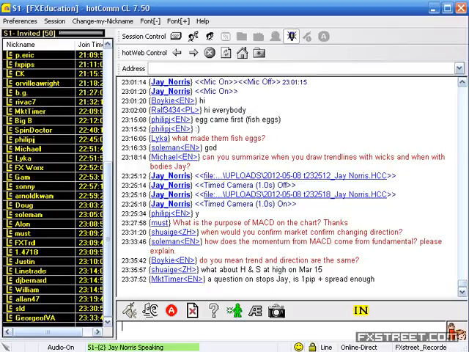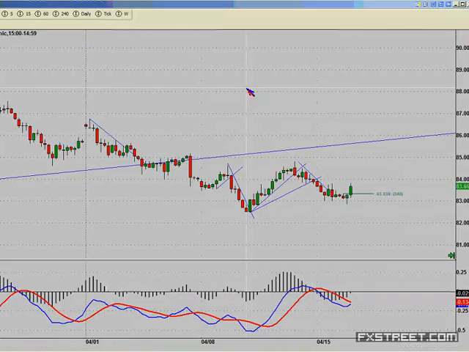A question on stops: is 1 pip plus spread enough on a stop market timer? Oh, a stop. I generally want to put a stop 6 ticks behind the last isolated low. Depends. As a day trader, 6 pips. As a position trader, 11 pips to maybe 16 pips. You've got to give that stop plenty of room there.